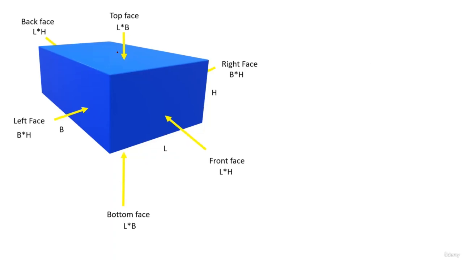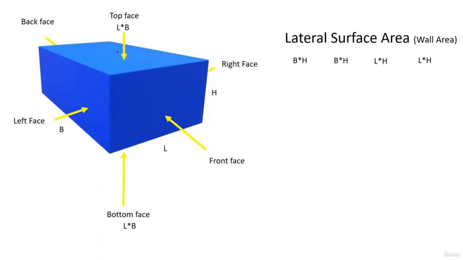Now suppose I tell you that you only have to paint the walls of this particular box. If you have a wall here, you are painting only the front and the back face or the left and the right faces, right? Only these four walls. You won't paint the top and the bottom faces, isn't it? So if you want to paint the wall only, you'll paint the left and the right faces, B into H twice, and you paint the front and the back faces, L into H twice. So when you add all these, you'll get 2 into H common, L plus B, 2 into H into L plus B. That is the wall area. It is also called the lateral surface area, guys.